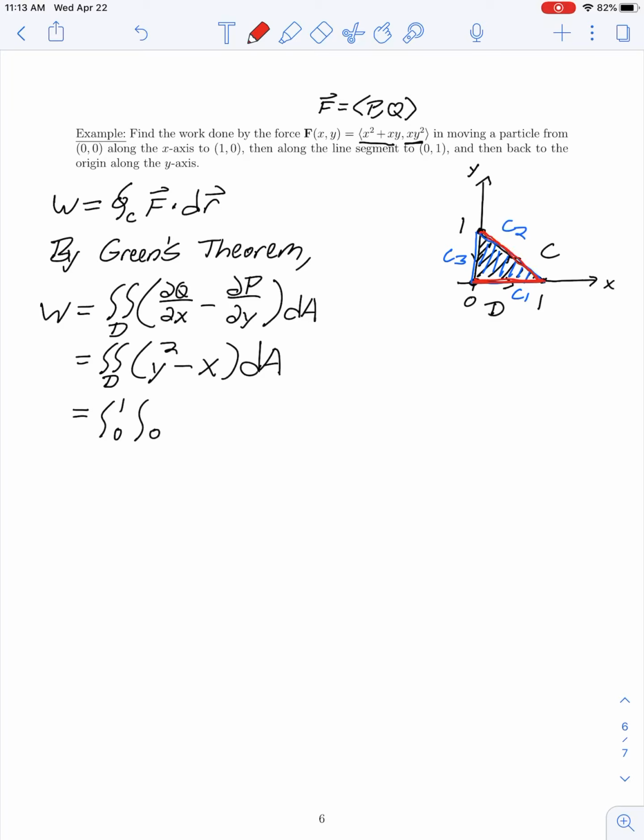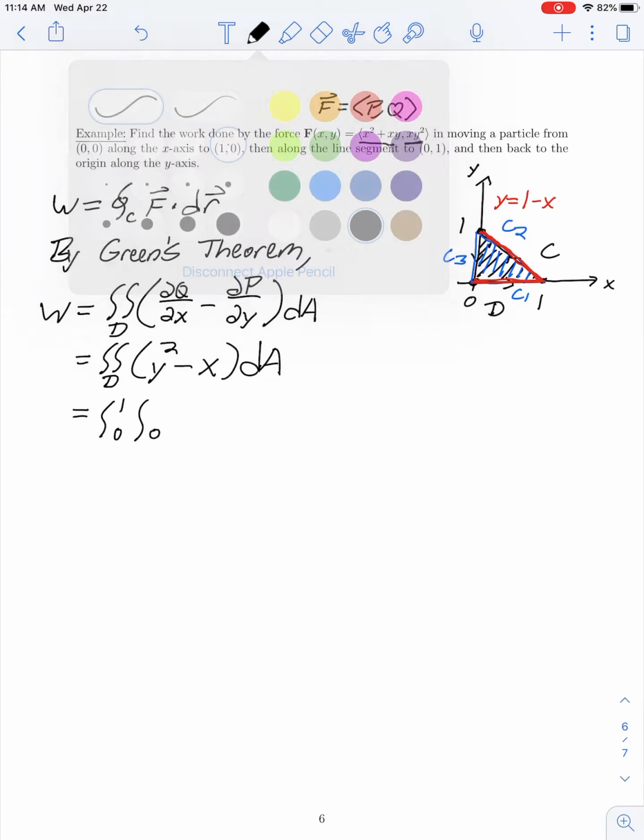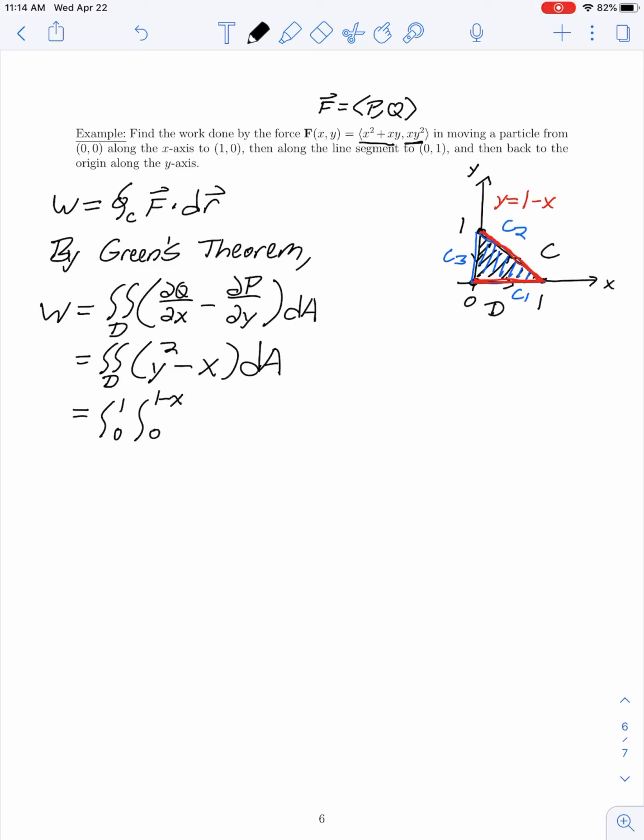this line, or line segment, passing from (0, 1) to (1, 0). So that would be the line with y-intercept 1, slope -1, or y equals 1 minus x. So that is our upper bound for y in this iterated integral. And the function we were integrating was y squared minus x in the order dy dx. So let's see what we have here.